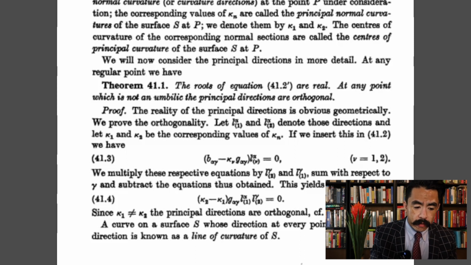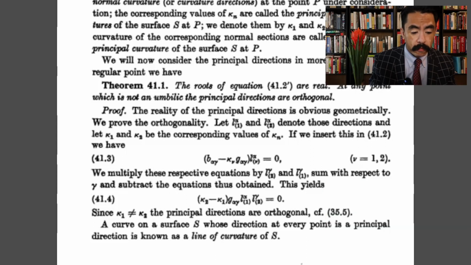We prove the orthogonality. Let L^α_(1) and L^α_(2) denote those directions, and let κ_1 and κ_2 be the corresponding values of κ_n. If we insert this in the 2 by 2 determinant that is equal to 0, which is given in terms of the fundamental forms, we have that (b_αγ − κ_ν g_αγ) L^α_(ν) is equal to 0, where ν can be either 1 or 2.